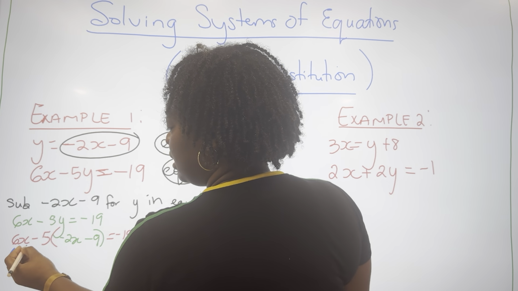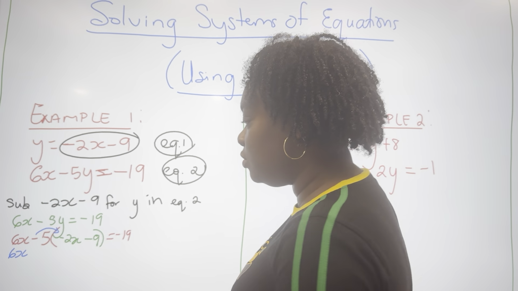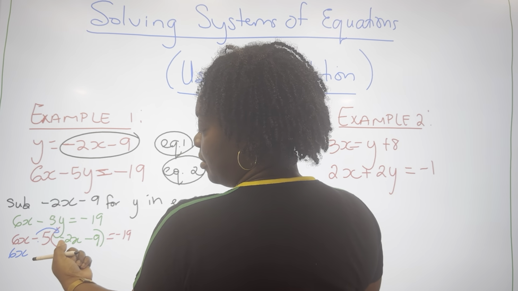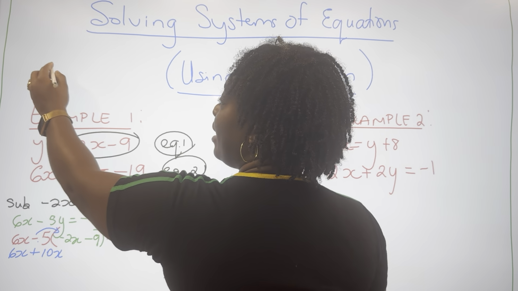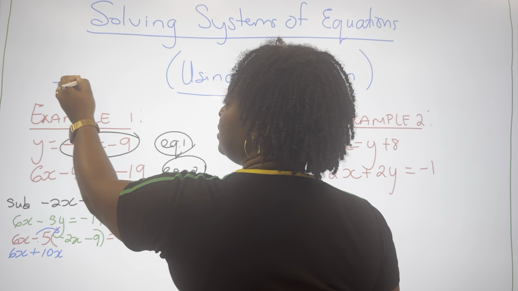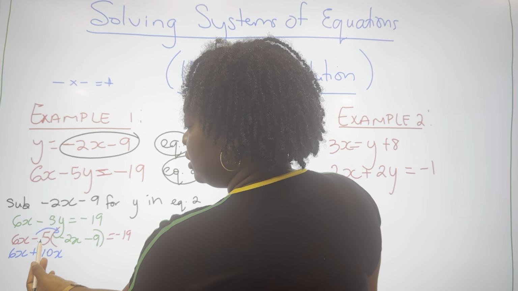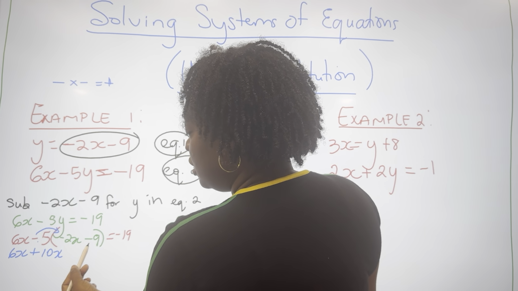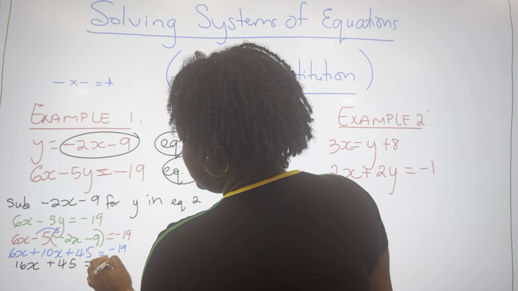So that's 6x, and I'm using the distributive law to expand this right here. So that's negative 5 times negative 2x. That's going to give me a positive 10x. Why? Because remember, when you multiply negative by negative, your result is going to be a positive. So always remember that rule. So negative 5 times negative 9 is positive 45, and that's equal to negative 19. Let's go ahead and simplify it. So that's 16x plus 45 is equal to negative 19.